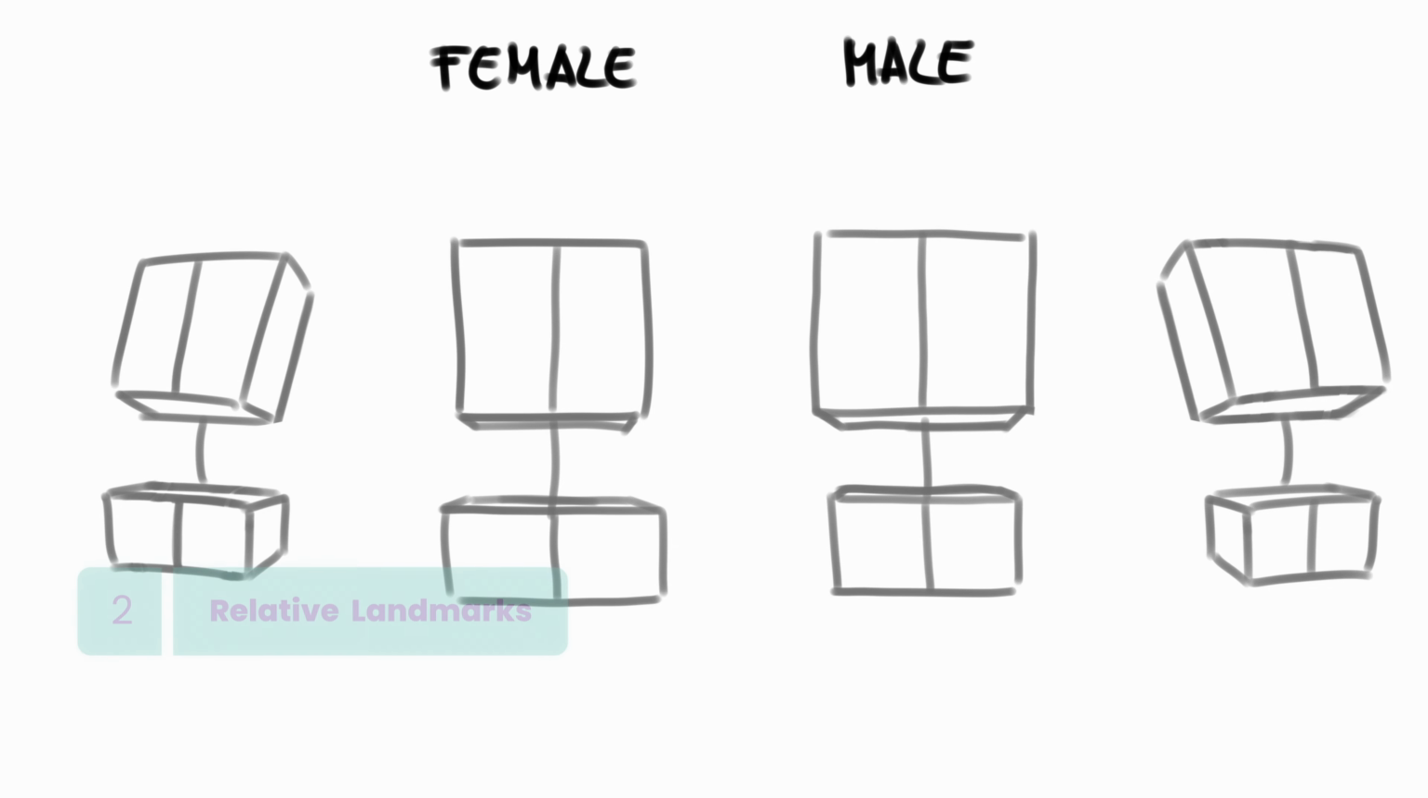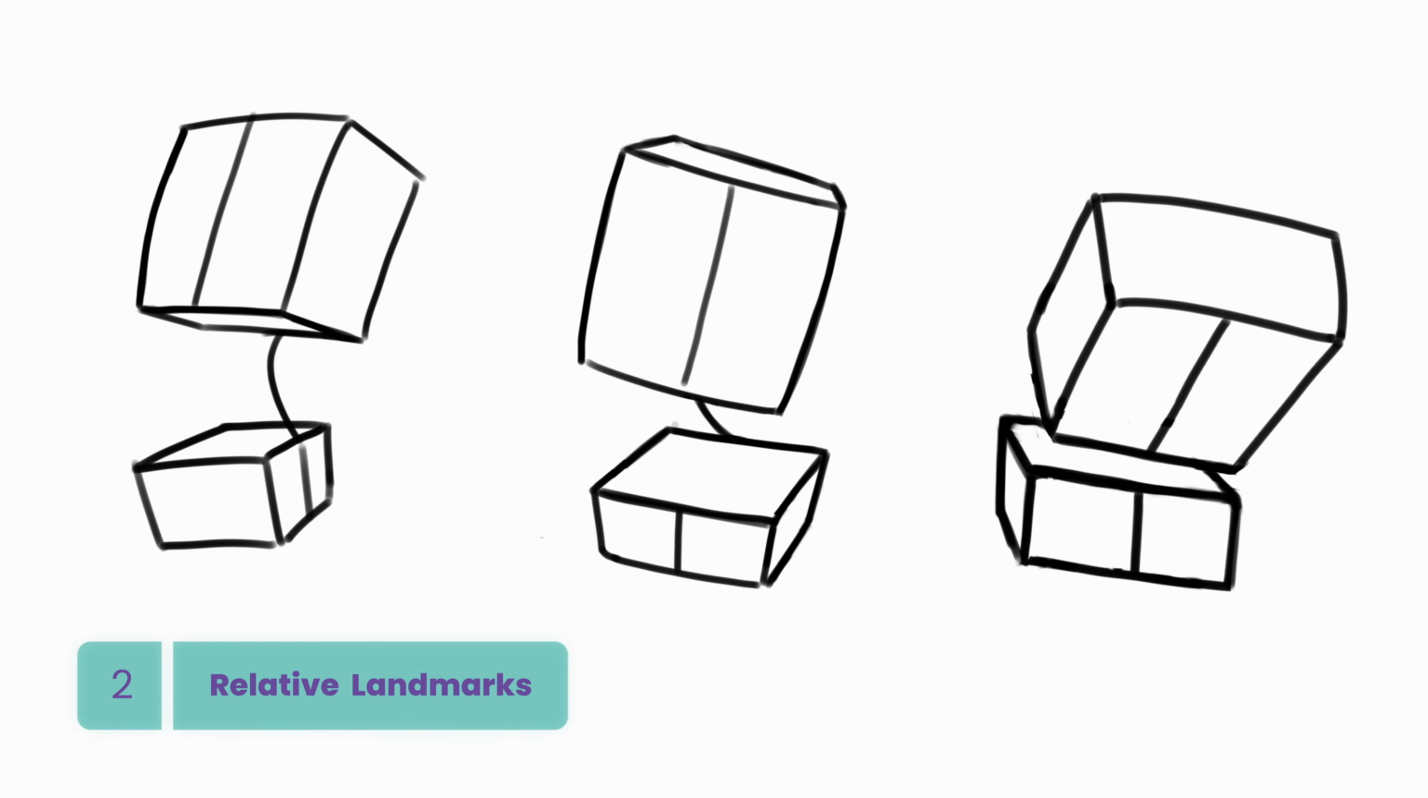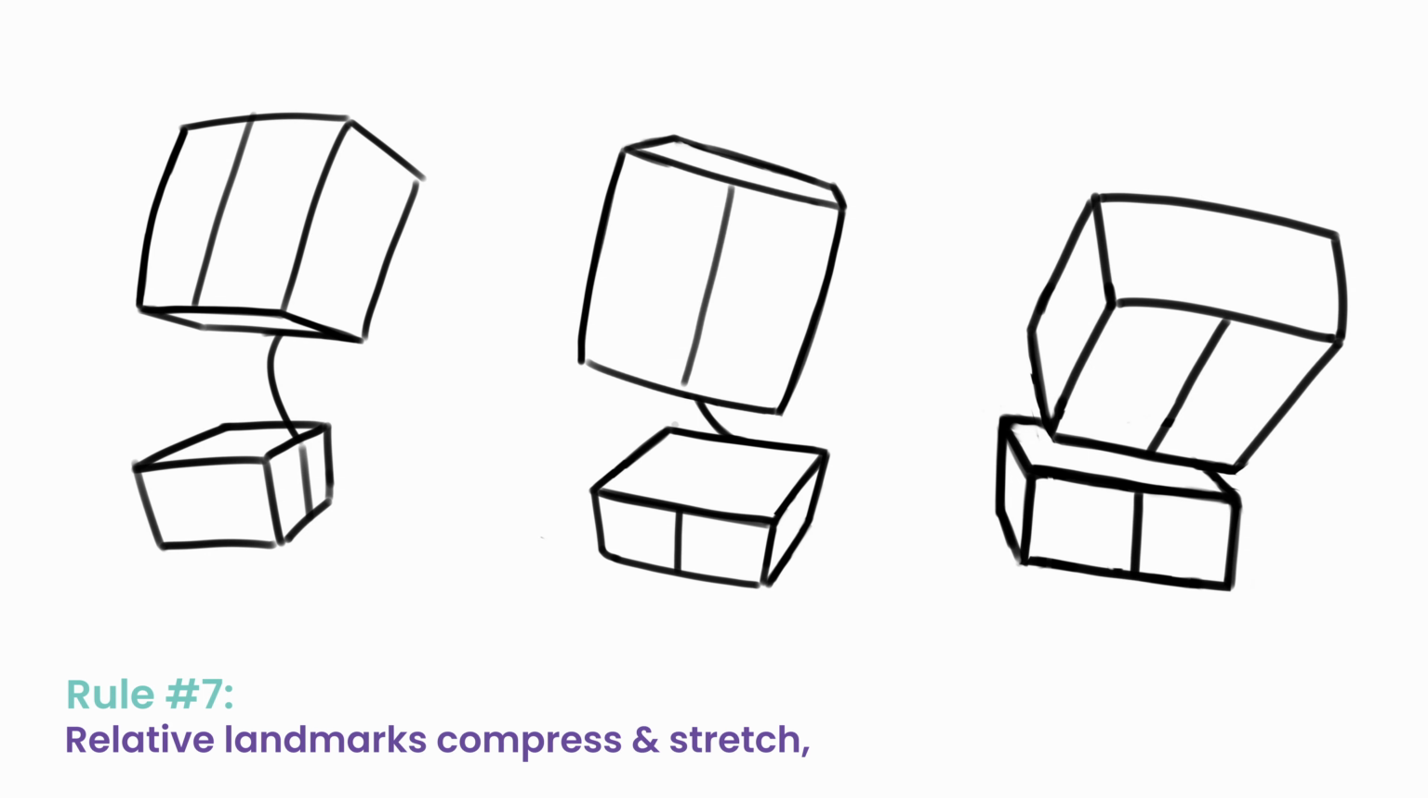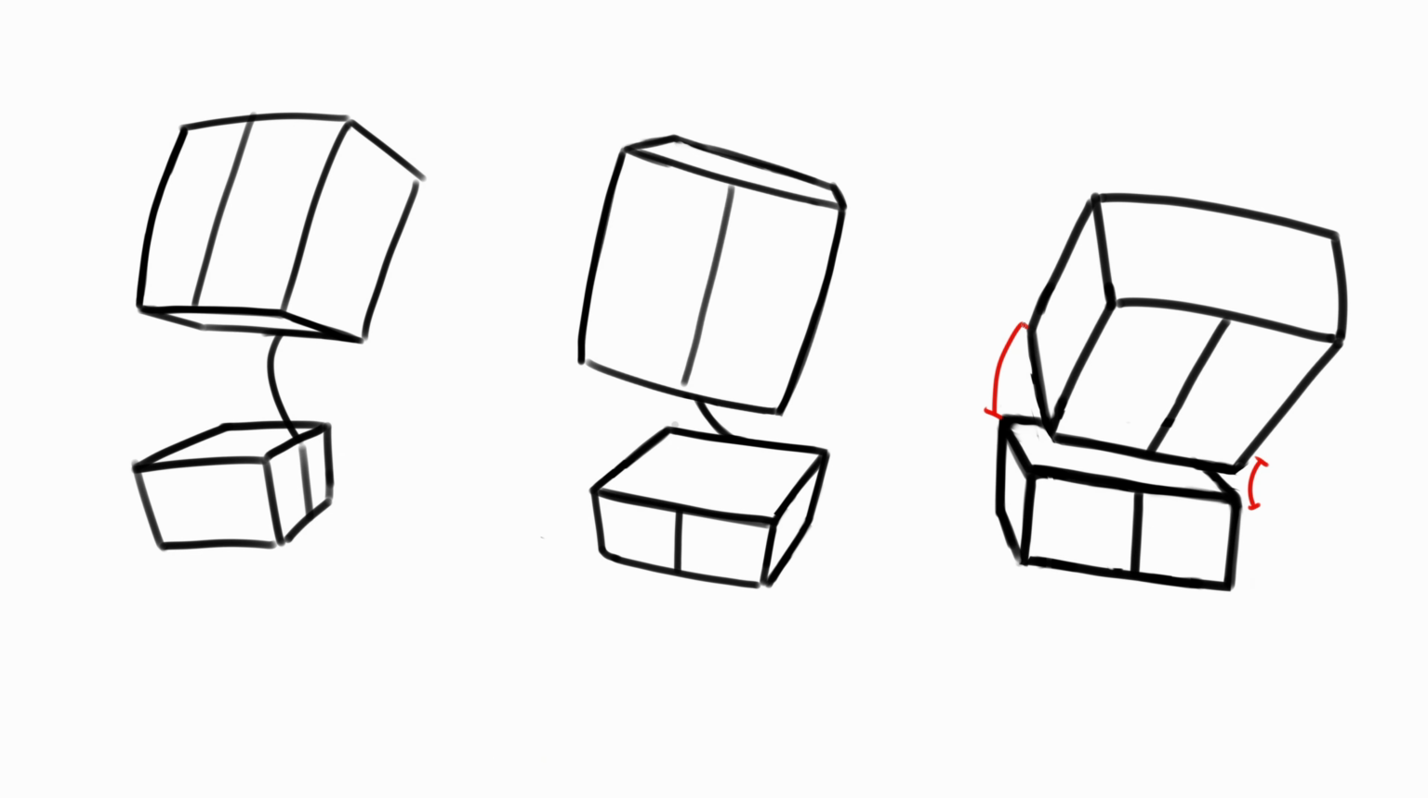This brings us to the relative landmarks. These deform between the boxes and change based on movement. First, we have the ribcage to pelvis distance. It compresses on the bending side and expands on the stretching side, but it never vanishes completely, and the bones cannot touch.